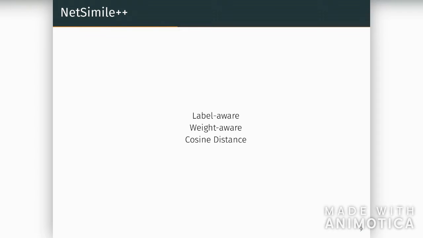Consequently, we have revisited NetSimile in order to include these important features. Finally, we have decided to use cosine distance for the computation of the distance between the signatures, since it is the distance that is supported by all of the methods used in this project, providing comparative results.